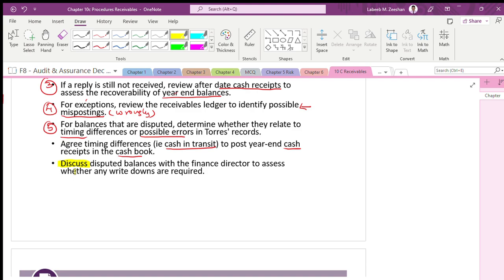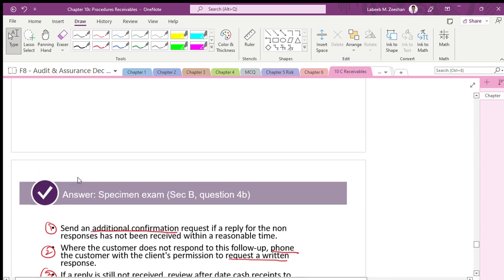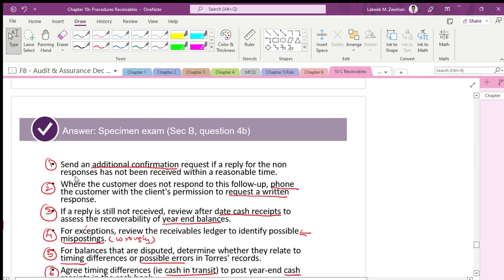First, you have to make the basic additional activity to get the evidence. Once you have got the evidence, you have to discuss with the finance director whether any write-downs are required. This is where we are making a point that things should be in coordination with the receivables.